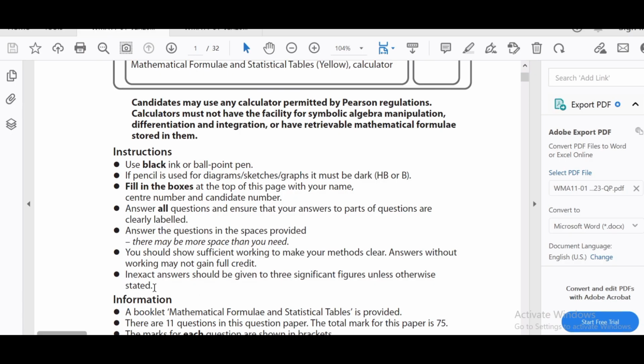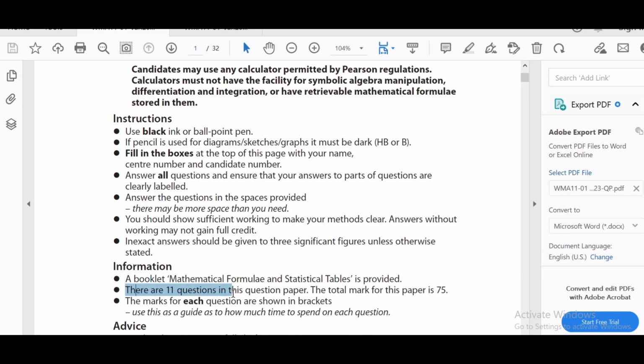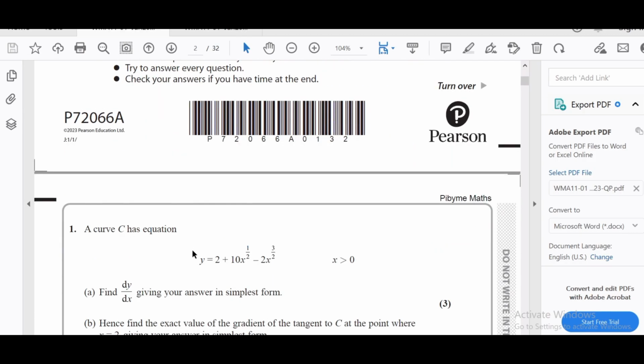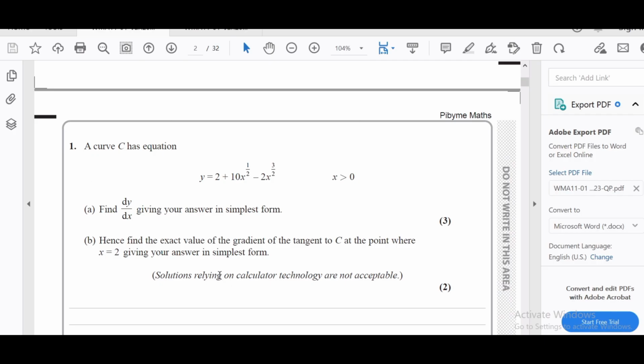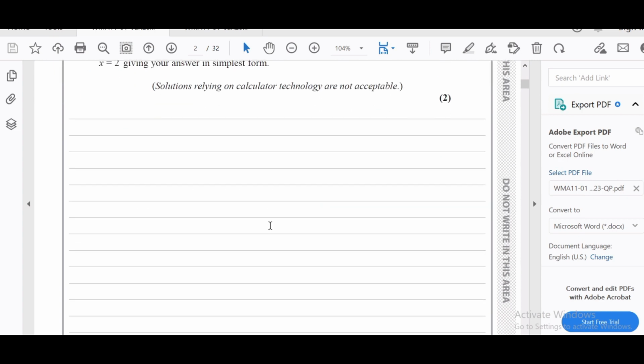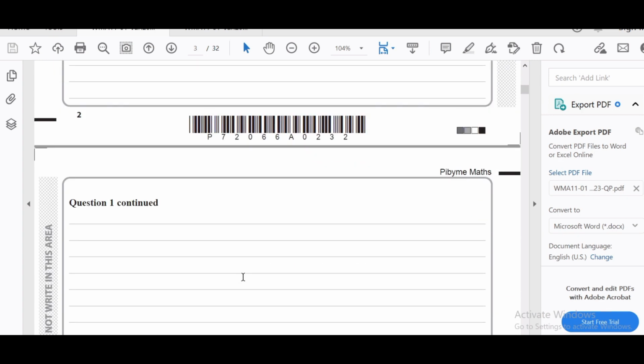And then it clearly says there are 11 questions and the total marks is 75. So when you go to question number 1, this is the total mark. If you see a 3 mark here, you can spend a maximum of 3 minutes on this question. You should be able to finish it in 3 minutes. If it's 2 marks, you should be able to finish it in 2 minutes. And then you will be given more than enough space to write the answer.